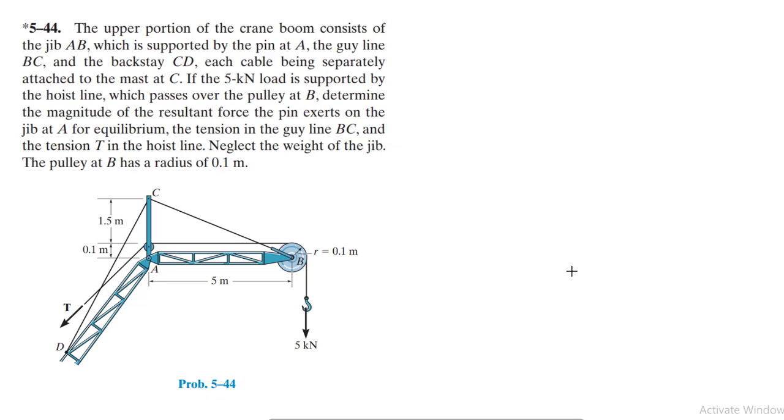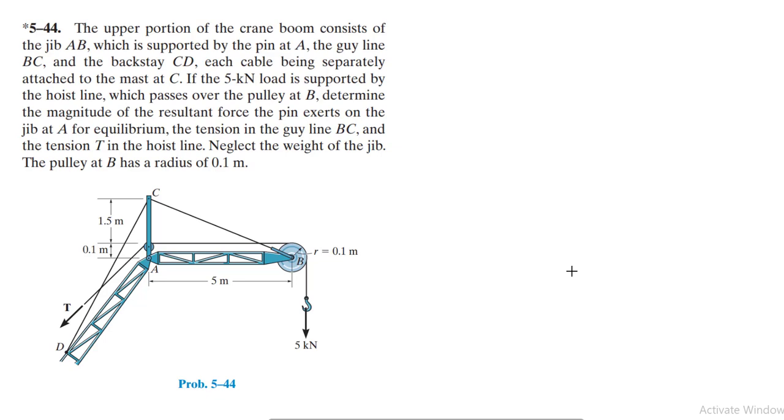The problem reads: the upper portion of the crane boom consists of the jib AB, which is supported by a pin at A, the guy line BC, and the backstay CD, each cable being separately attached to the mast at C. If the 5 kilonewton load is supported by the hoist line which passes over the pulley at B, determine the magnitude of the resultant force the pin exerts on the jib at A for equilibrium.